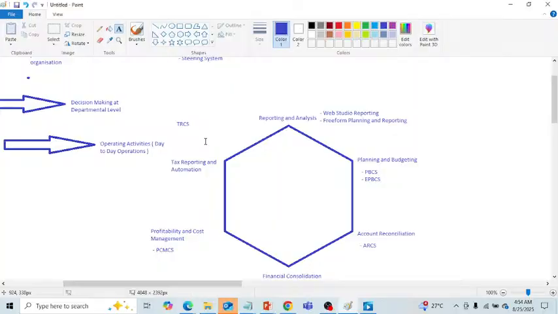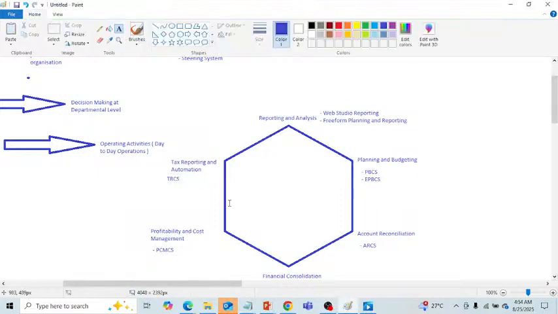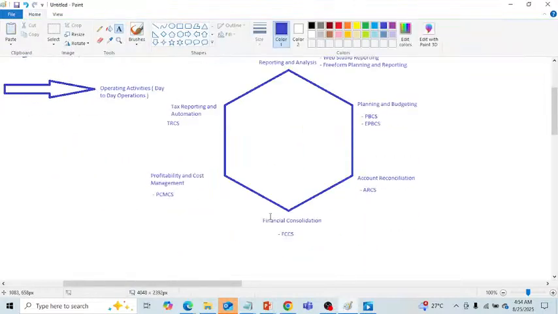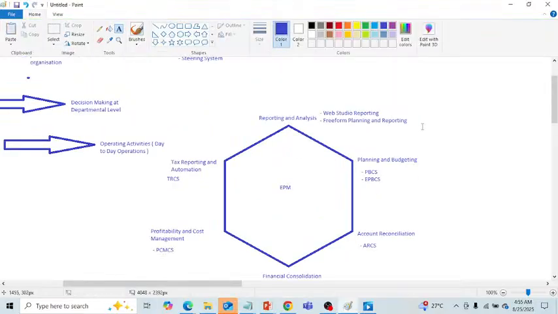When all these products combine, they make the product that is EPM. As I have mentioned earlier, EPM is a group of products and it entails a comprehensive product scenario, which has good products for reporting and analysis, planning, budgeting, account reconciliation, financial consolidation, profitability and cost management, and tax reporting.